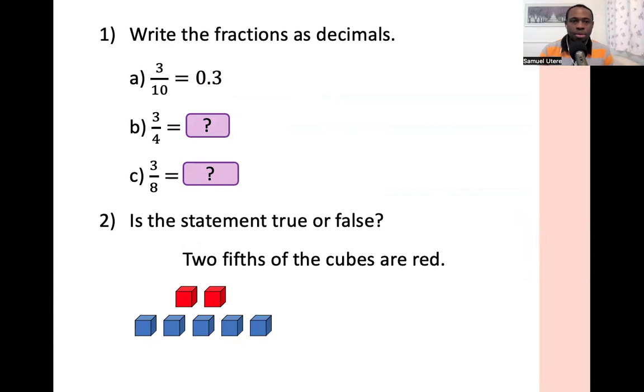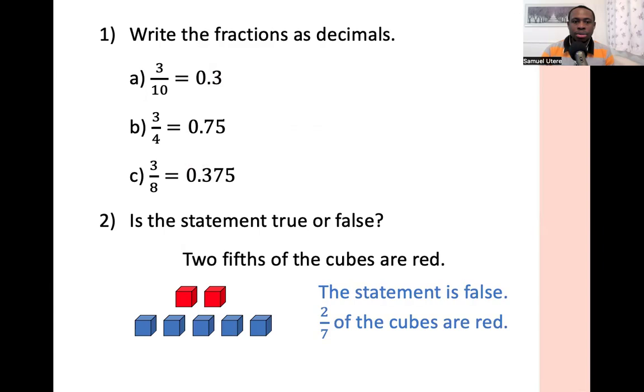For the first one, you were simply asked to write the fractions as decimals. So if you knew that 1/10 is 0.1, then 3/10 will be 0.3. If you knew that a quarter is 0.25, 3/4 would be 3 times 0.25, which is 0.75. And if you knew that 1/8 is 0.125, then 3/8 will be 3 lots of 0.125, which is 0.375.